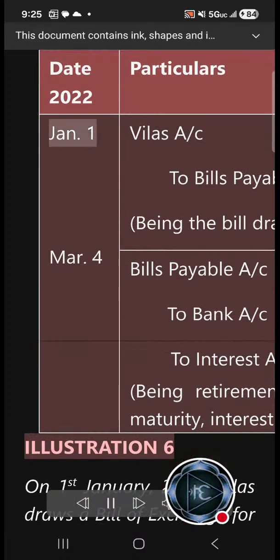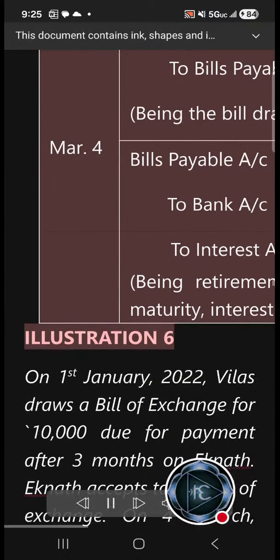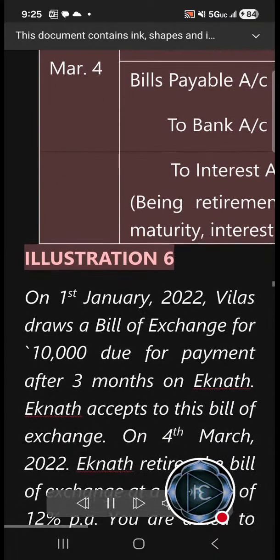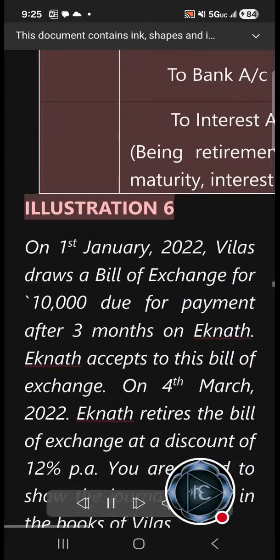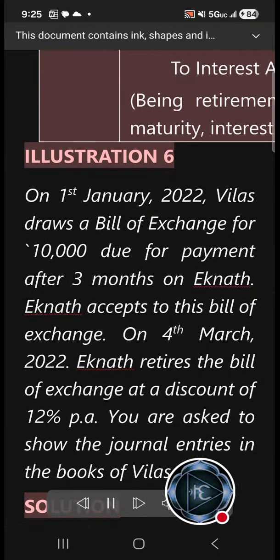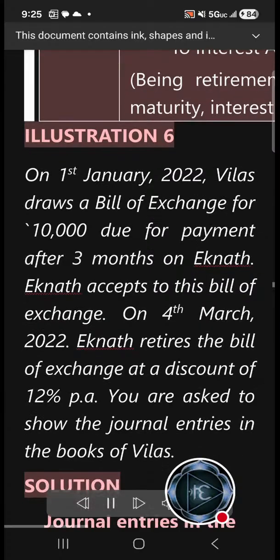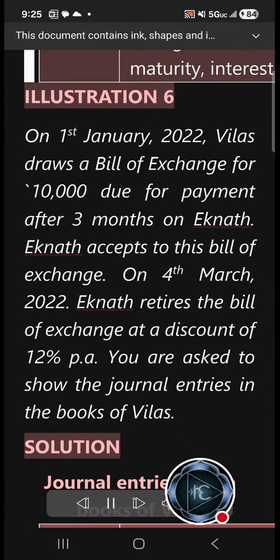January 1st. Vilas A/C. Dr. 10,000. To bills payable A/C. 10,000. Being the bill drawn by him accepted. March 4th. Bills payable A/C. Dr. 10,000. To bank A/C. 9,900. To discount A/C. 100. Being retirement of acceptance 1 month before maturity. Interest allowed at 12% PA.